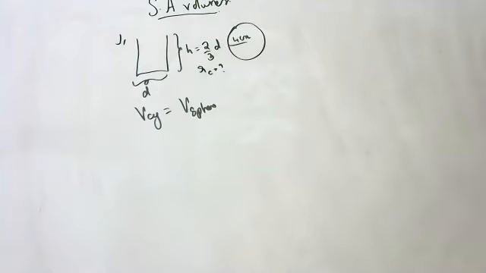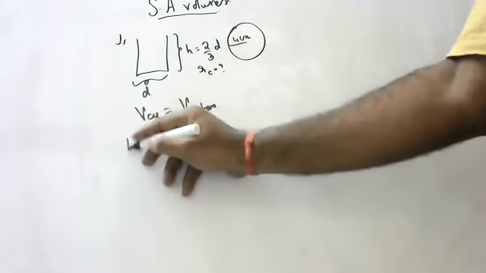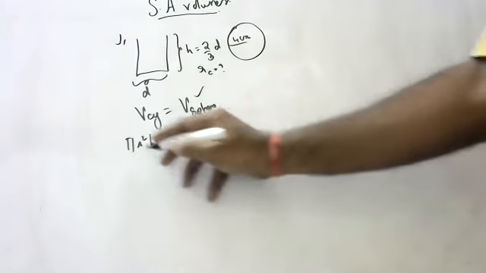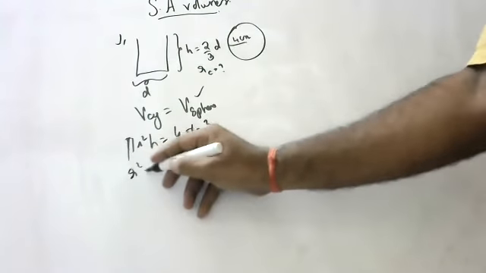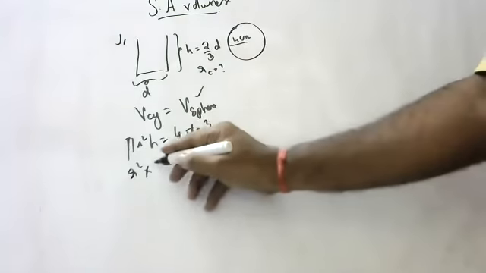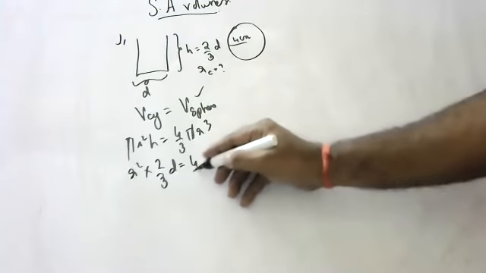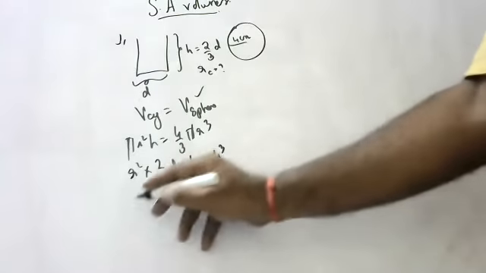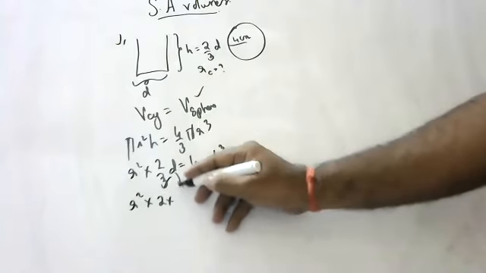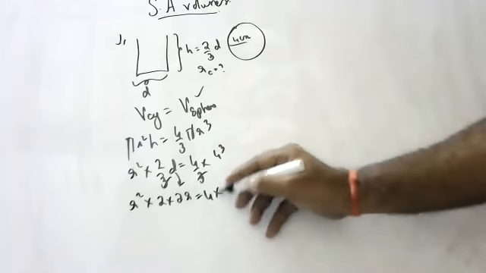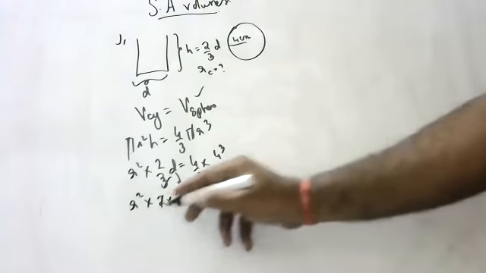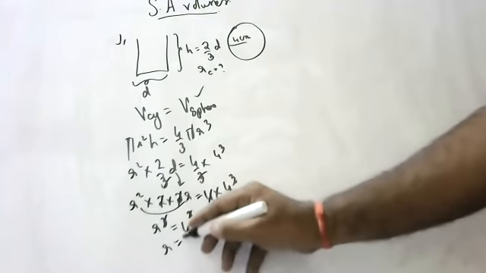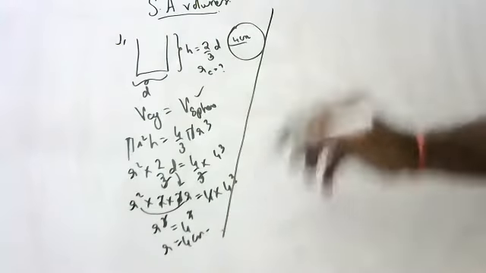Volume of cylinder is pi r square h. Volume of sphere is 4 by 3 pi r cube. Pi cancels. So r square into height, which is 2 by 3 into 2r, equals 4 by 3 into r cube, which is 4 cube. 3 cancels. So r square into 2r equals 4 into 4 cube. 2 twos are 4, this 4 we can cancel. r cube is equal to 4 cube. r is equal to 4. Radius is 4 centimeters.